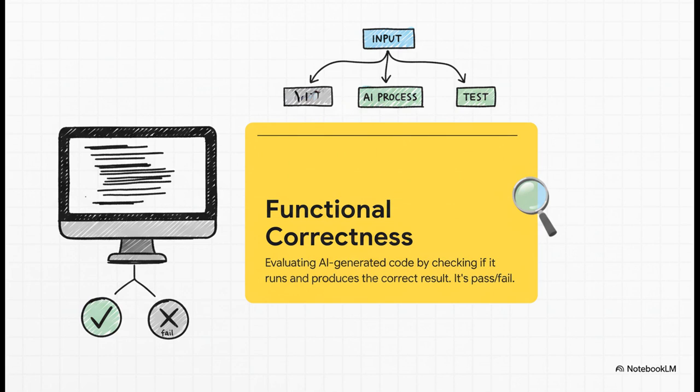The concept is super simple. You give the AI a problem, it spits out some code, and then you just run tests on it. Does the code actually run? Does it give you the exact result you were looking for? It's a straightforward pass or fail, no ambiguity.